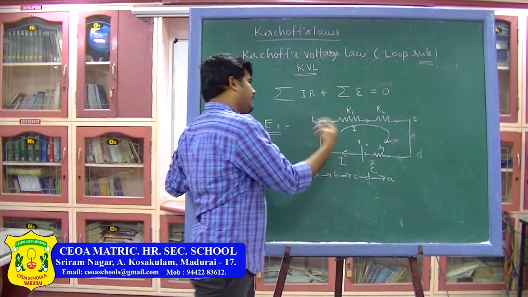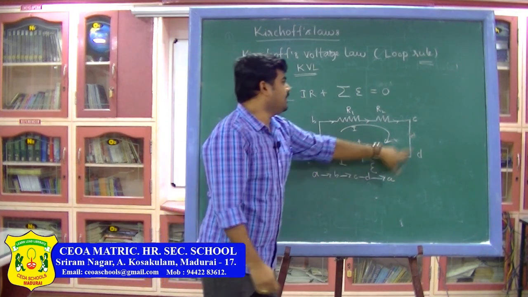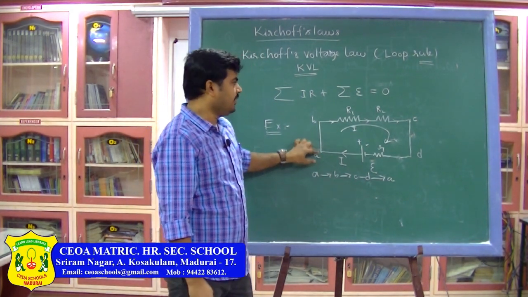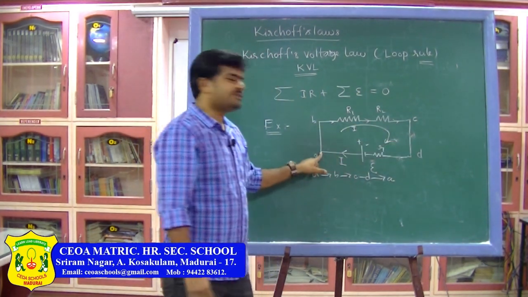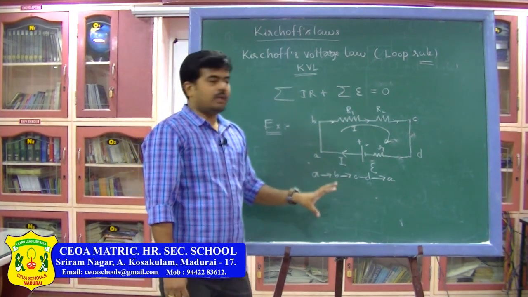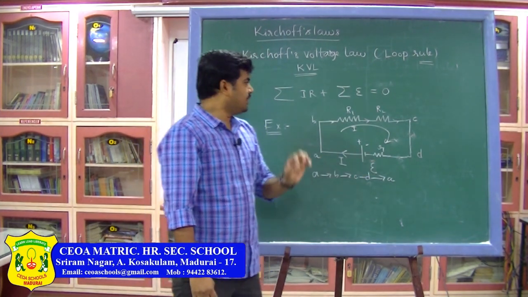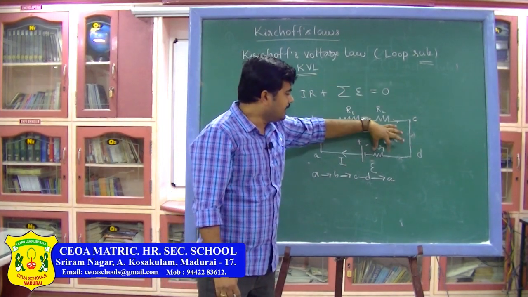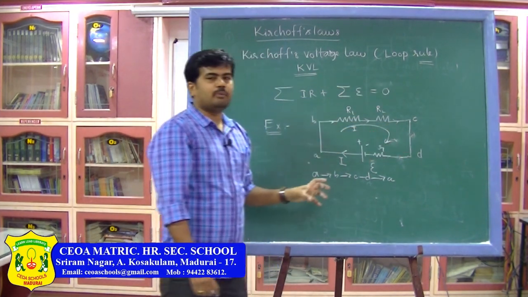If you select the anti-clockwise loop, it will be A, D, C, B, A. You have to start from a point and end at the same point, then you can call it one loop. Now, after selecting this loop, we need to take the sum of potential drops and EMFs in the circuit, and that value must be equal to 0.